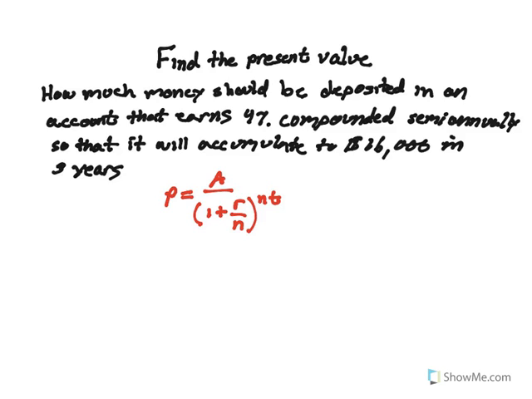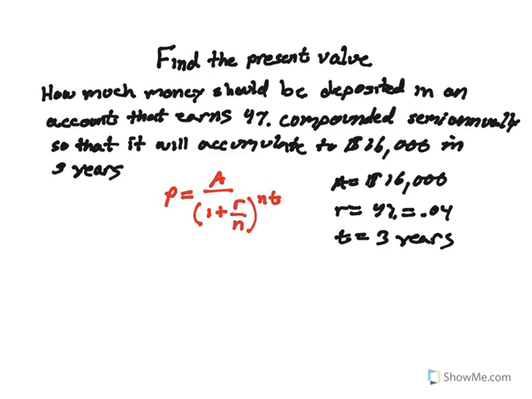As we identify our information, the future value A is going to equal 16,000. The rate is 4%, which is 0.04, so you have to convert that to a decimal. And the time is 3 years. This information is given in the problem.